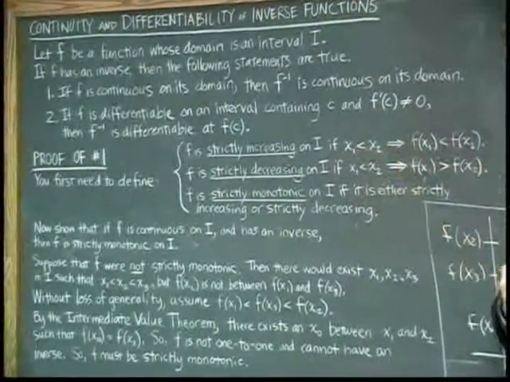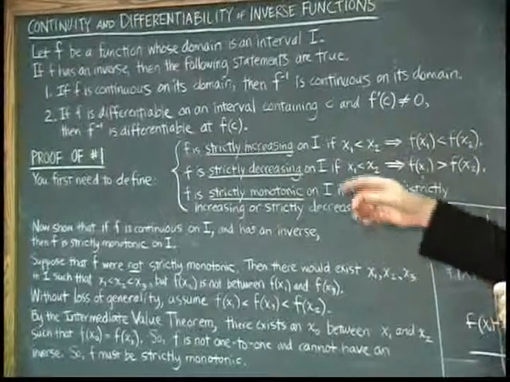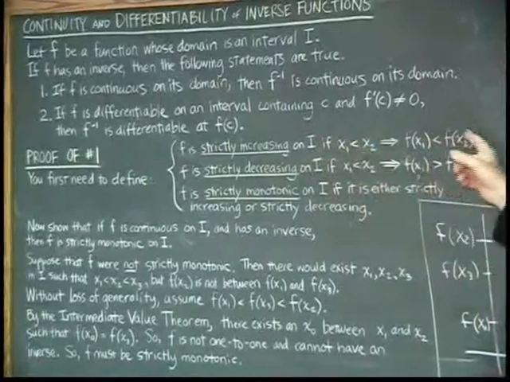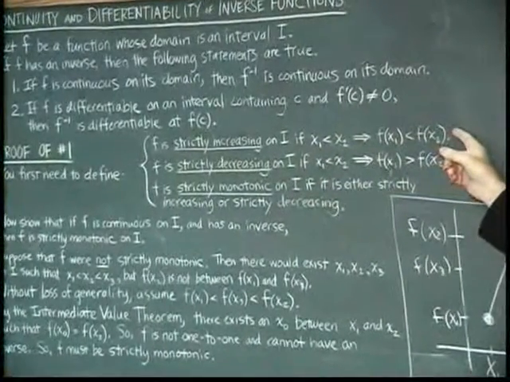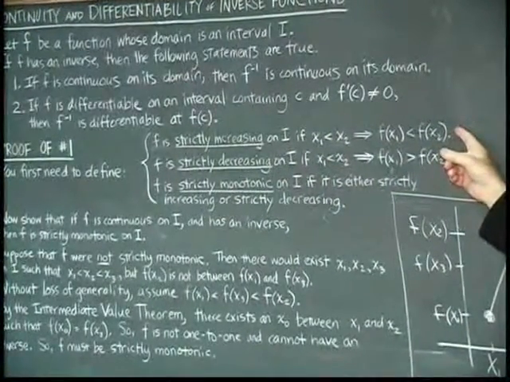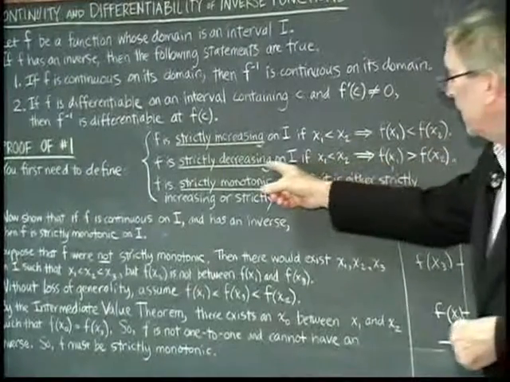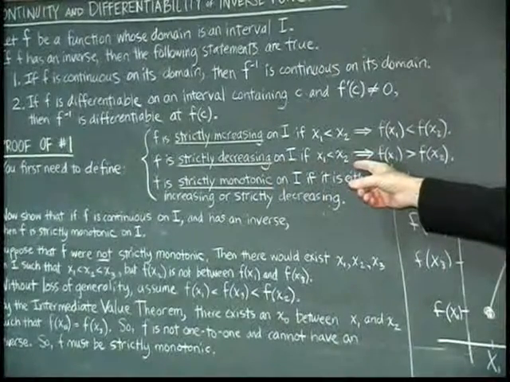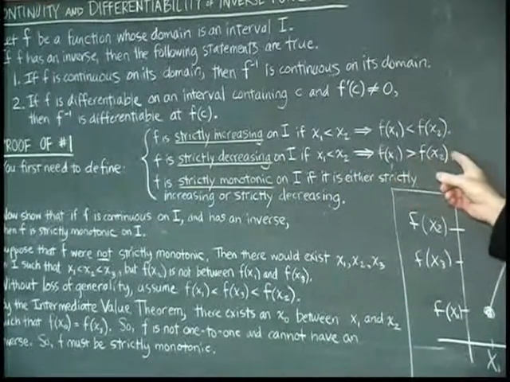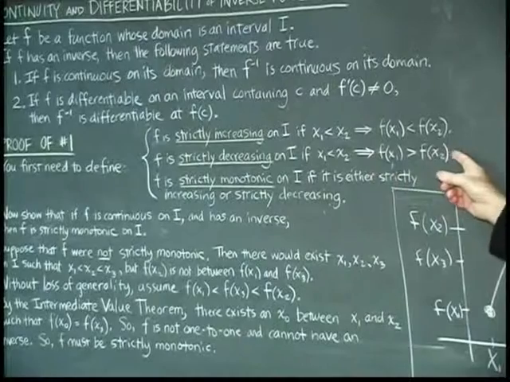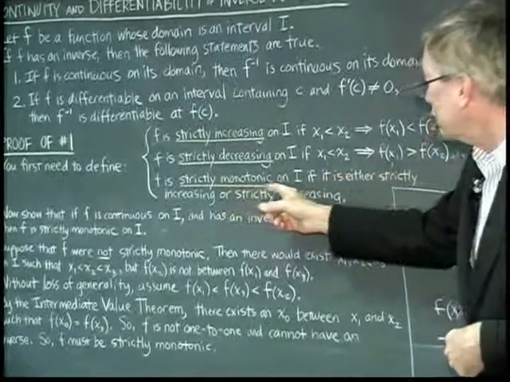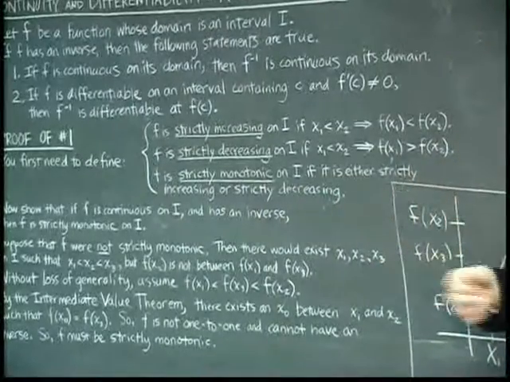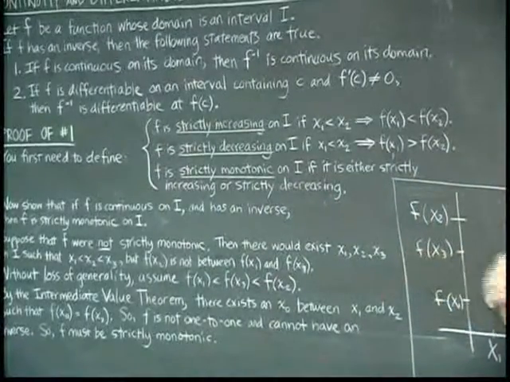Now, before we begin the proof, we have to define some terms. We say that f is strictly increasing on an interval if whenever x1 is less than x2, then f of x1 is also less than f of x2. We say that f is strictly decreasing on an interval if whenever x1 is less than x2, then f of x1 is greater than f of x2. And finally, we say f is strictly monotonic on an interval if it's either strictly increasing or strictly decreasing.